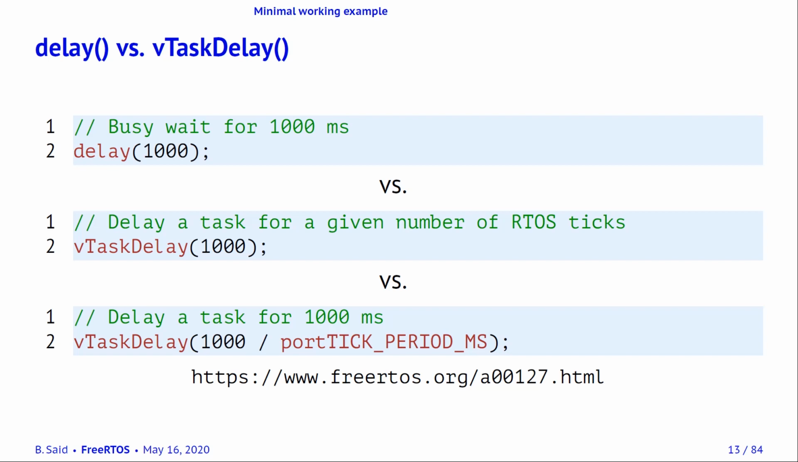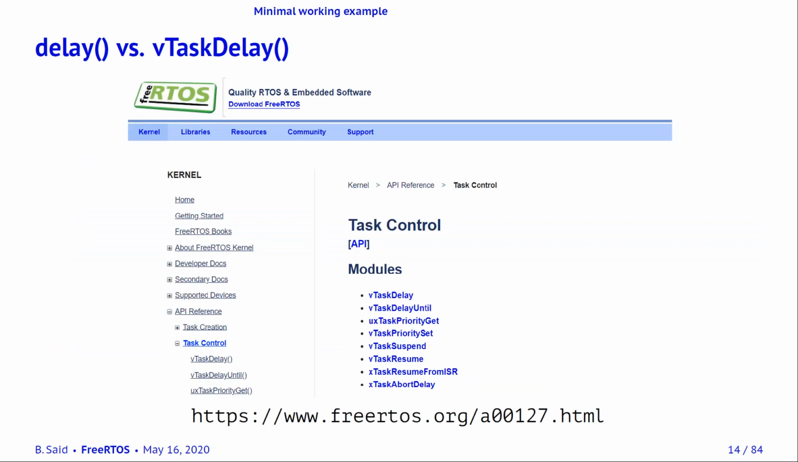Here in this example, the scheduler of the FreeRTOS is running at 1 kilohertz, so it means that one period of the scheduler is exactly 1 millisecond. So the constant portTICK_PERIOD_MS is equal to 1. You can see the detailed description of the delay functions inside the documentation of the FreeRTOS real-time operating system.